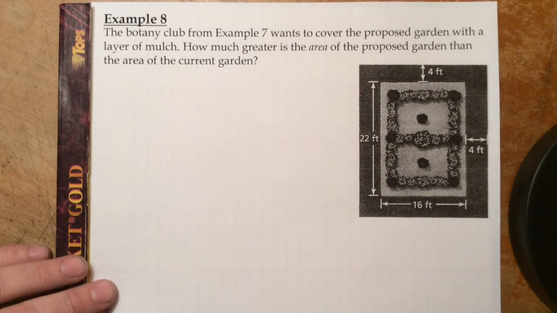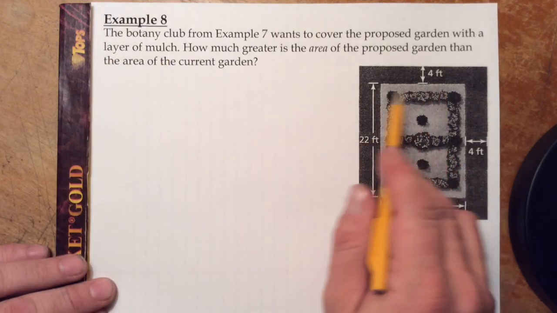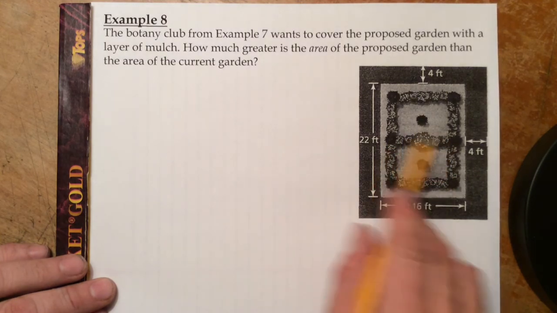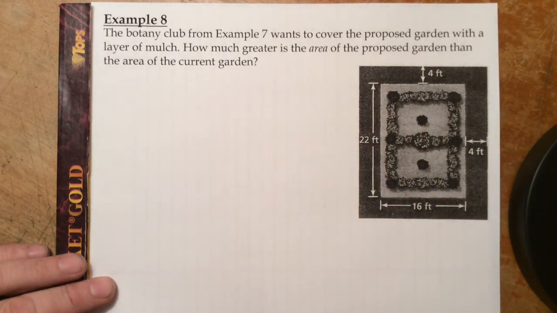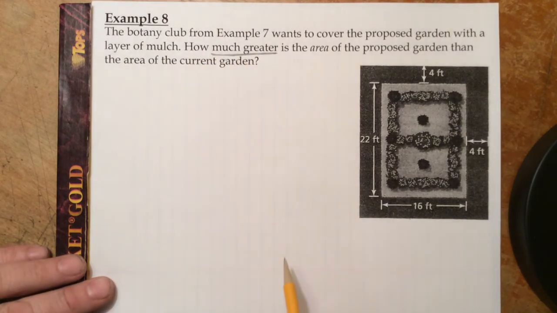Example 8, another non-proportional problem. The botany club, mentioned in example 7, the one we just did, wants to cover the proposed garden with a layer of mulch. How much greater is the area of the proposed garden than the area of the current garden? So this time we're doing the same type of thing, except dealing with area. And when you spread out mulch, you're going to spread it out all over the garden. That's the surface of that rectangle, so it's area. They want to know how much greater, so we're going to end up finding the difference between those two areas.